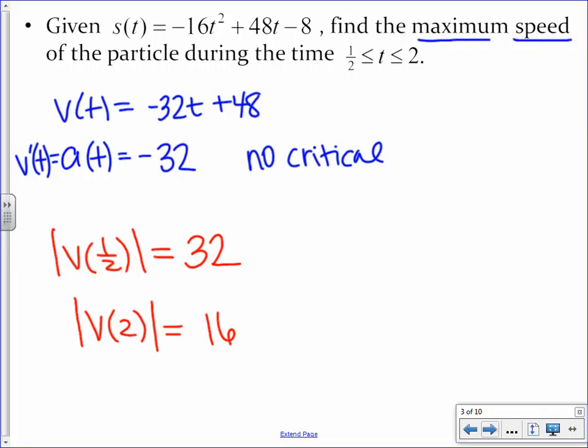So we have a max speed of 32 at 1/2. I keep getting 12 for the time of 1/2. So we have negative 32 times 1/2, which is negative. Oh, you're getting that one. Were you going back to the position? Yep, that would be the problem.